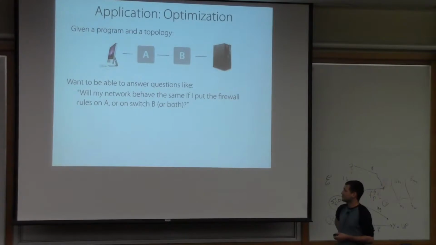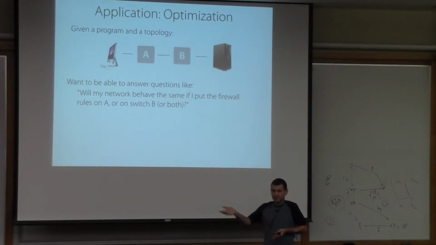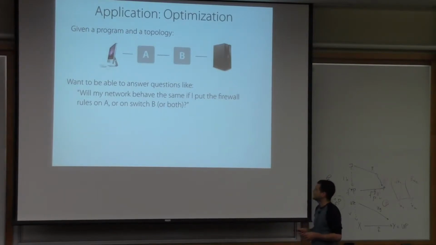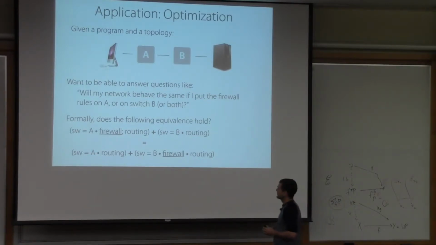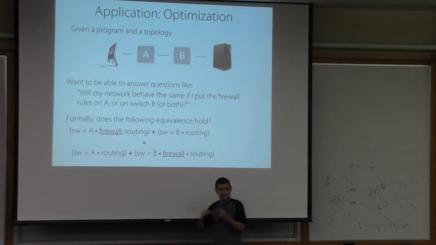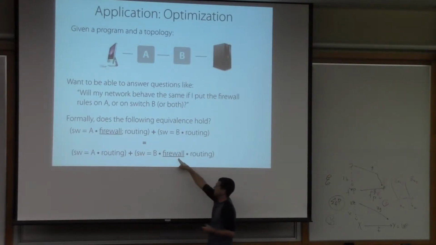And intuitively, it shouldn't really matter, right? If I'm dropping the packets on A or on B, from the end-to-end perspective, the network only forwards traffic from the host to the server if it gets across a firewall. So formally, we can ask, does this equivalence hold? If I have a routing program that describes the tables on both A and B, and then I have some firewall rules that drop certain packets, is it the case that if I run this union as my policy in that broader construction of pol topo star, they have the same behavior? And you'll notice that in the first one, I'm doing the firewalling on A, and in the second one, I'm doing the firewalling on B.